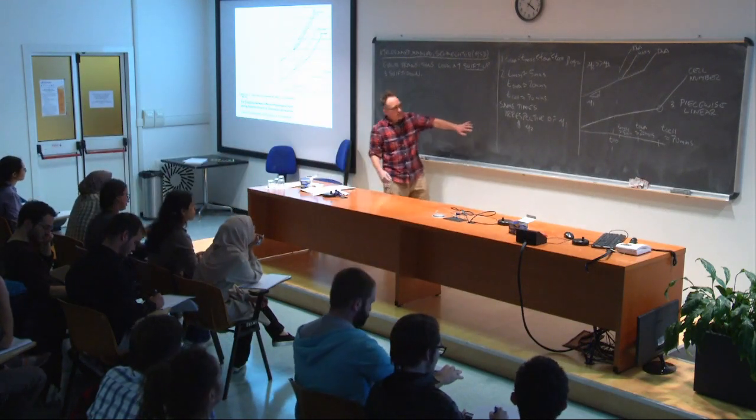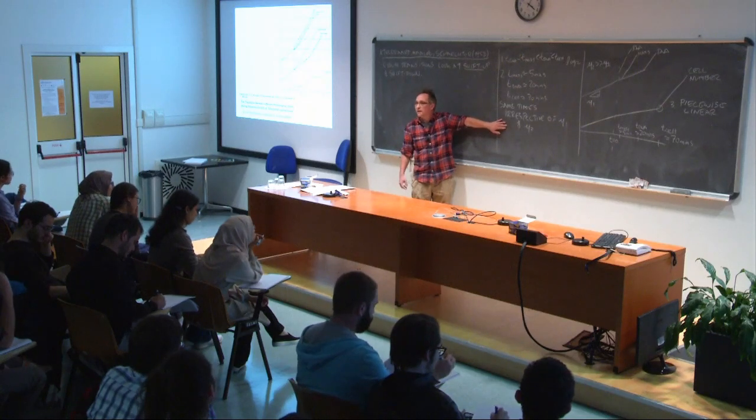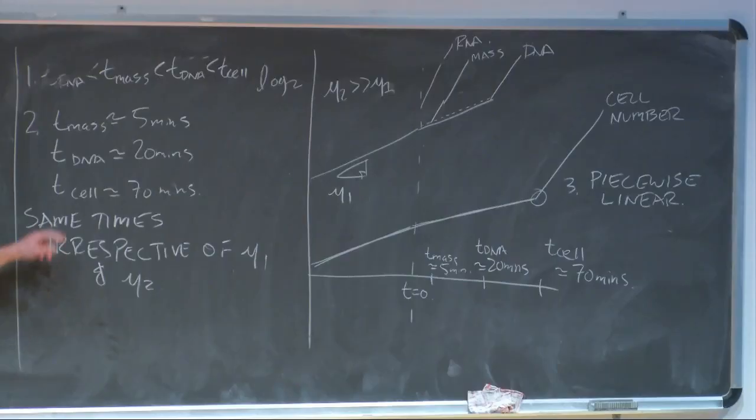Now, I think on the face of it, this looks puzzling. Why should these times all be the same? I mean, they're not the same among each other, but why should T cell always be 70 minutes afterward? Why should it have nothing to do with these growth rates? That's bizarre. Okay, that's bizarre observation number one. Bizarre observation number two, I can't remember now. Anyway, I'll think of it again. So that's strange. Why should this timing always be the same?